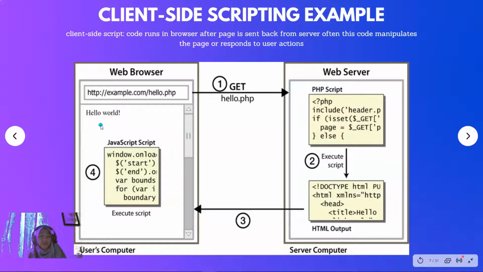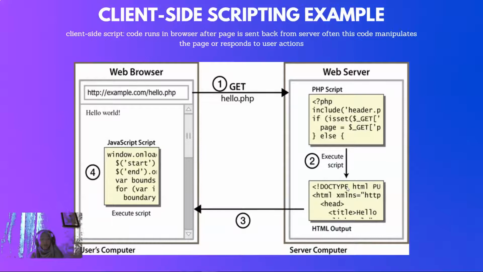So this is basically where you have your client side and also the server side. Client side means the user's computer, while the server side is the server computer. You can imagine that we actually have two computers: one you use as the user's computer, and the other is the server computer, which you cannot see and whose location you do not know.